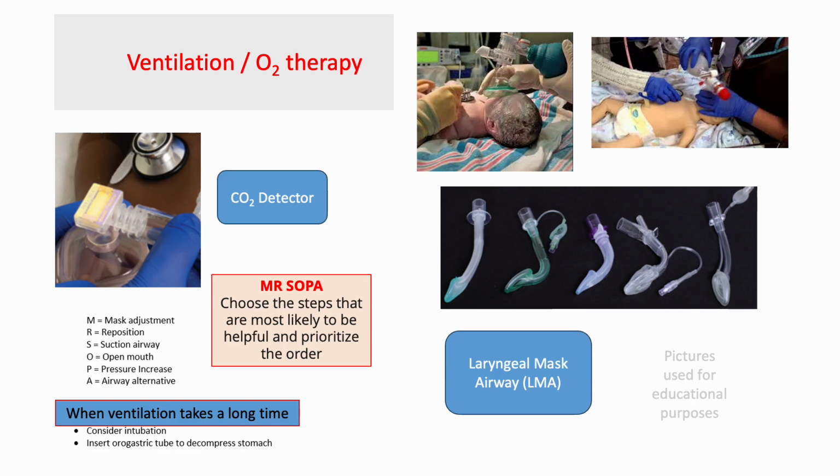The other thing, in ventilation, if things are not improving and you think you're ventilating okay, always follow the MR. SOPA, which is listed here: mask adjustment, reposition, suction if needed, open the mouth, increase the pressure, and of course, using intubation or the laryngeal mask. The thing which has changed in the 9th edition is that you don't have to follow this in order. If you feel everything is okay initially, the mouth is open, you can go and increase the pressure, or you can insert the LMA. You don't have to follow the sequence of MR. SOPA.